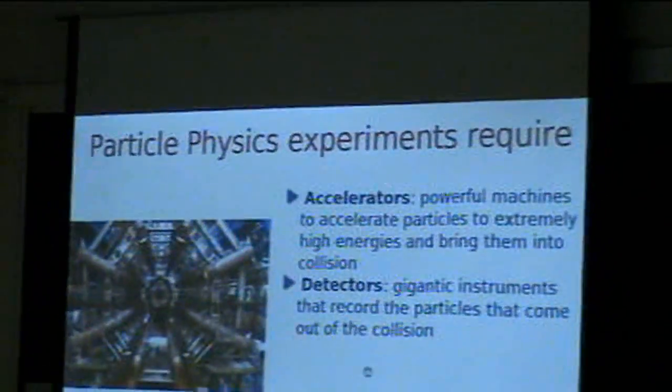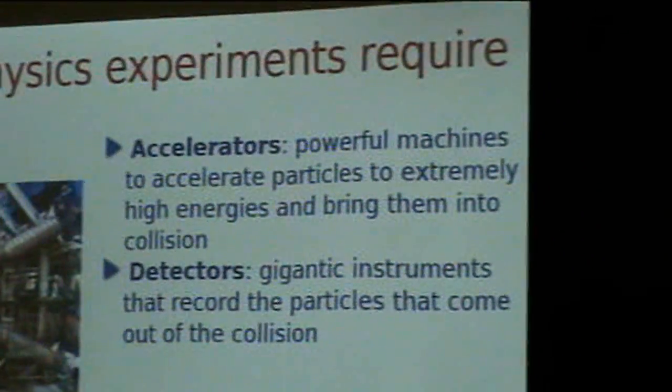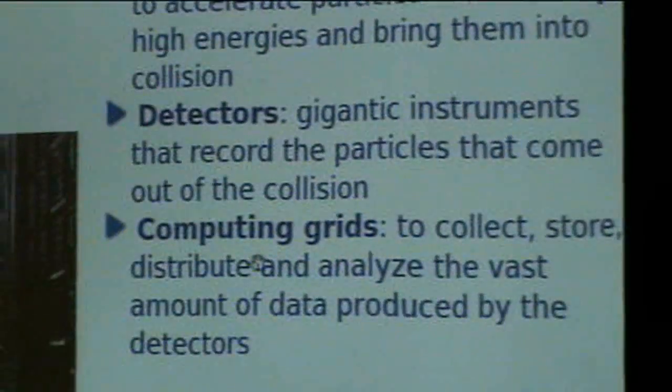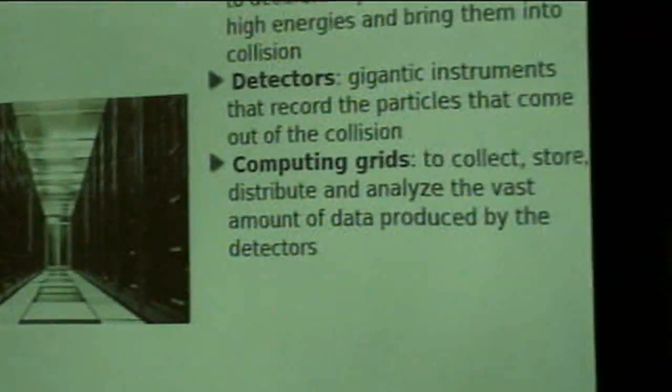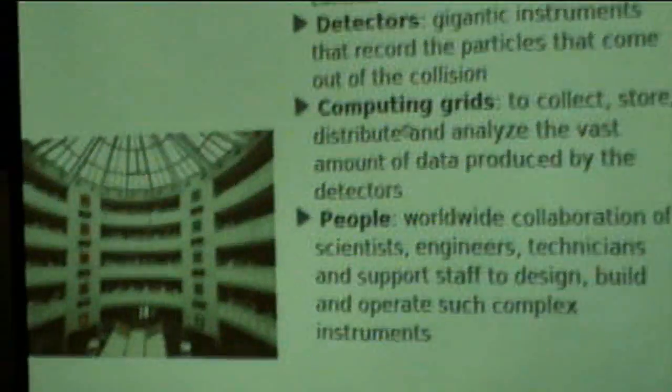Okay? And that's basically what we're doing. So we accelerate particles to extremely high energies and then smash them together to see what comes out. Okay? So for that, you need these detectors that will see what comes out. These are gigantic instruments that record these particles as they come out of the collision. Okay? And for that, you also need these computing grids to analyze all these huge amounts of data and then tell you what happened in that interaction.